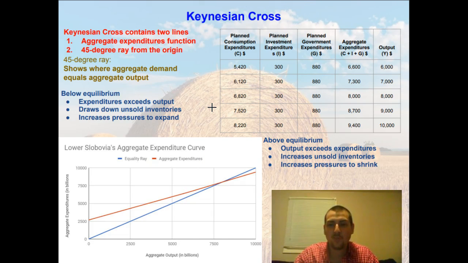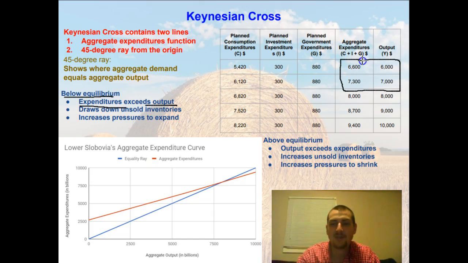What does it matter if the aggregate expenditures is greater than the output or vice versa? Well, what if we're below equilibrium? What if expenditures actually exceed output? So what we're finding is, what about on these first two lines? What does that really mean if we have these expenditures of $6,600 and an output of $6,000, where expenditures exceed output?